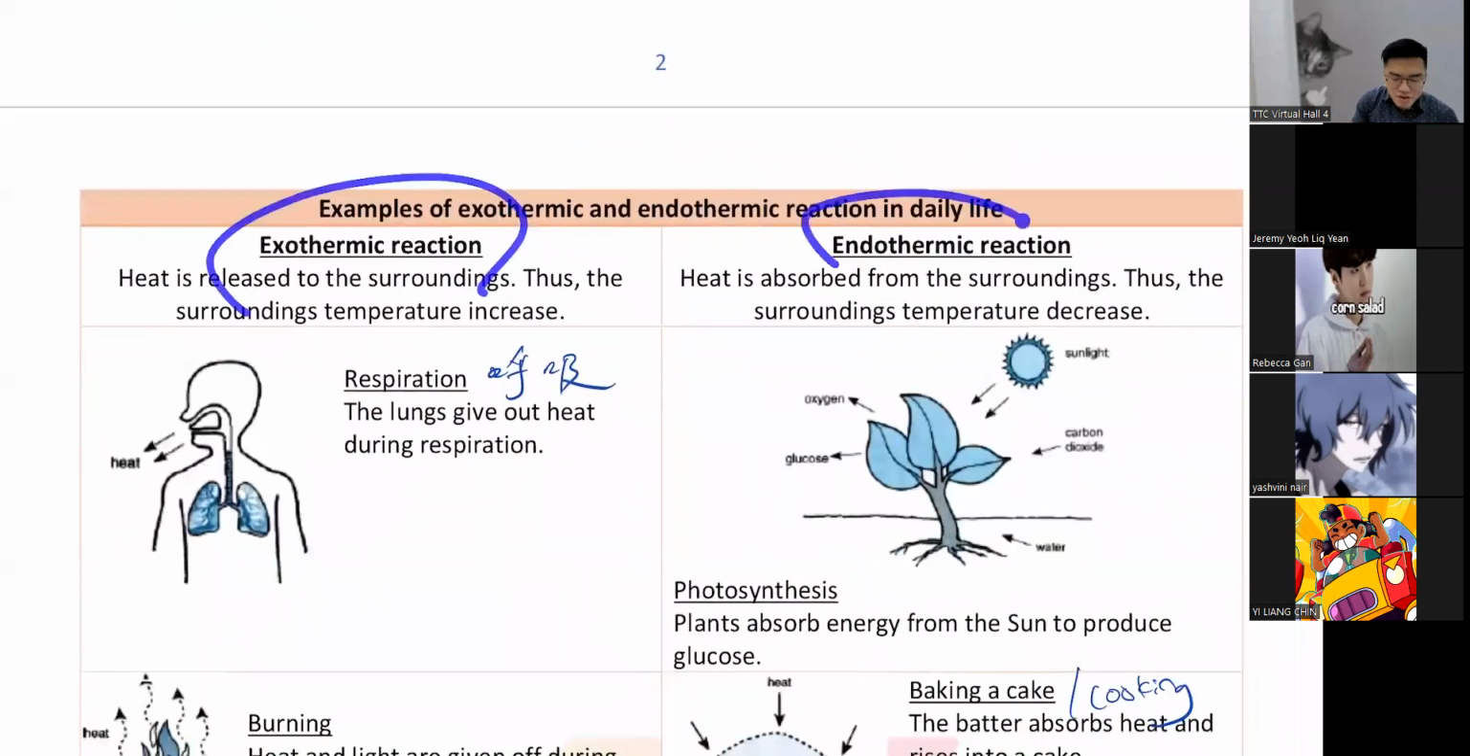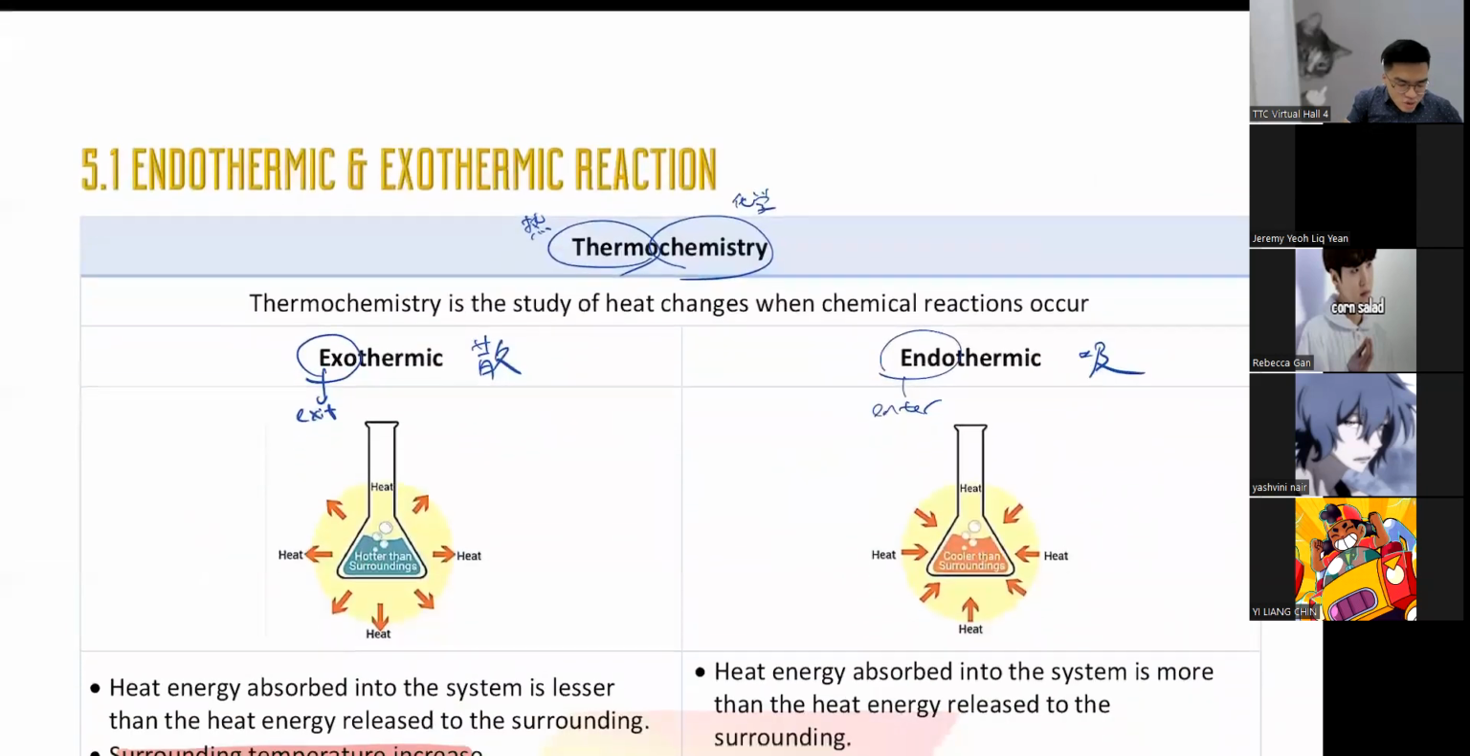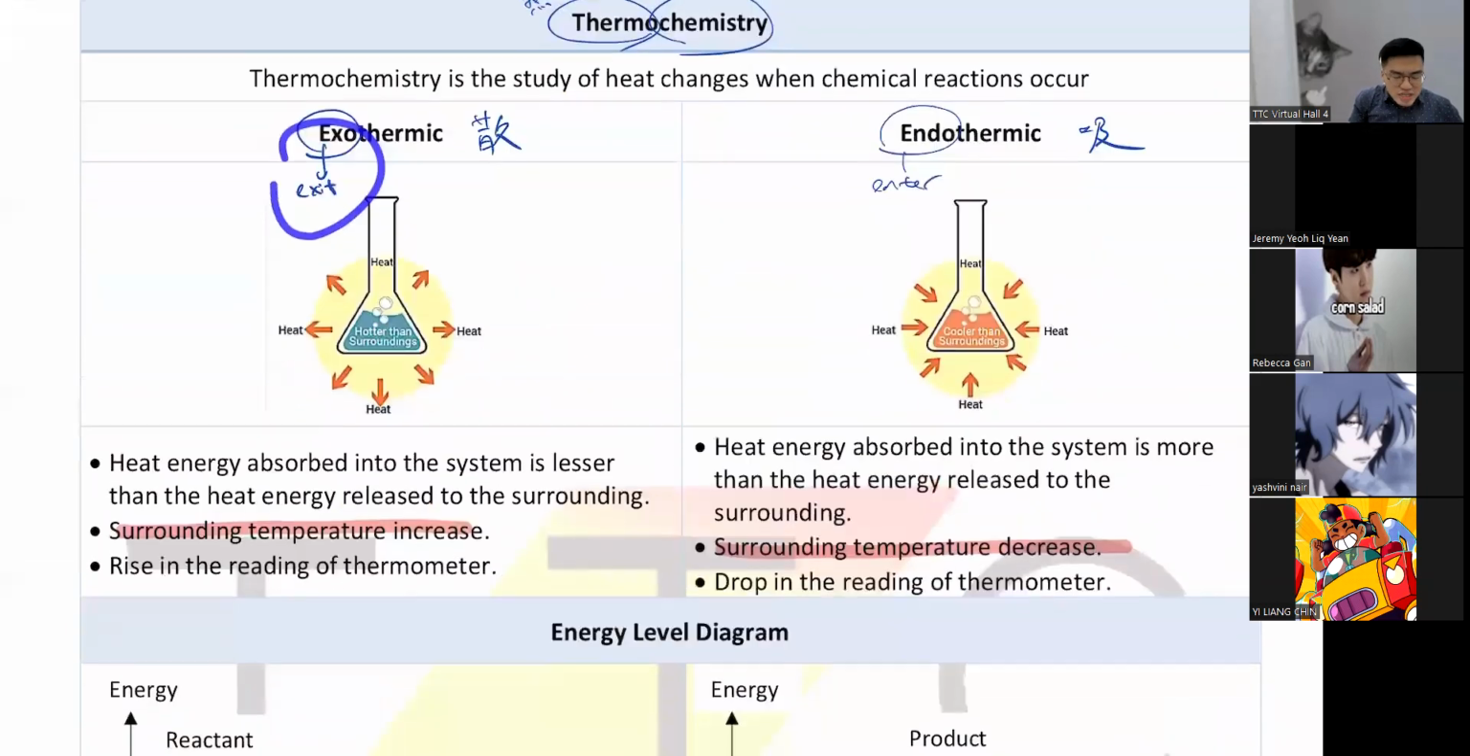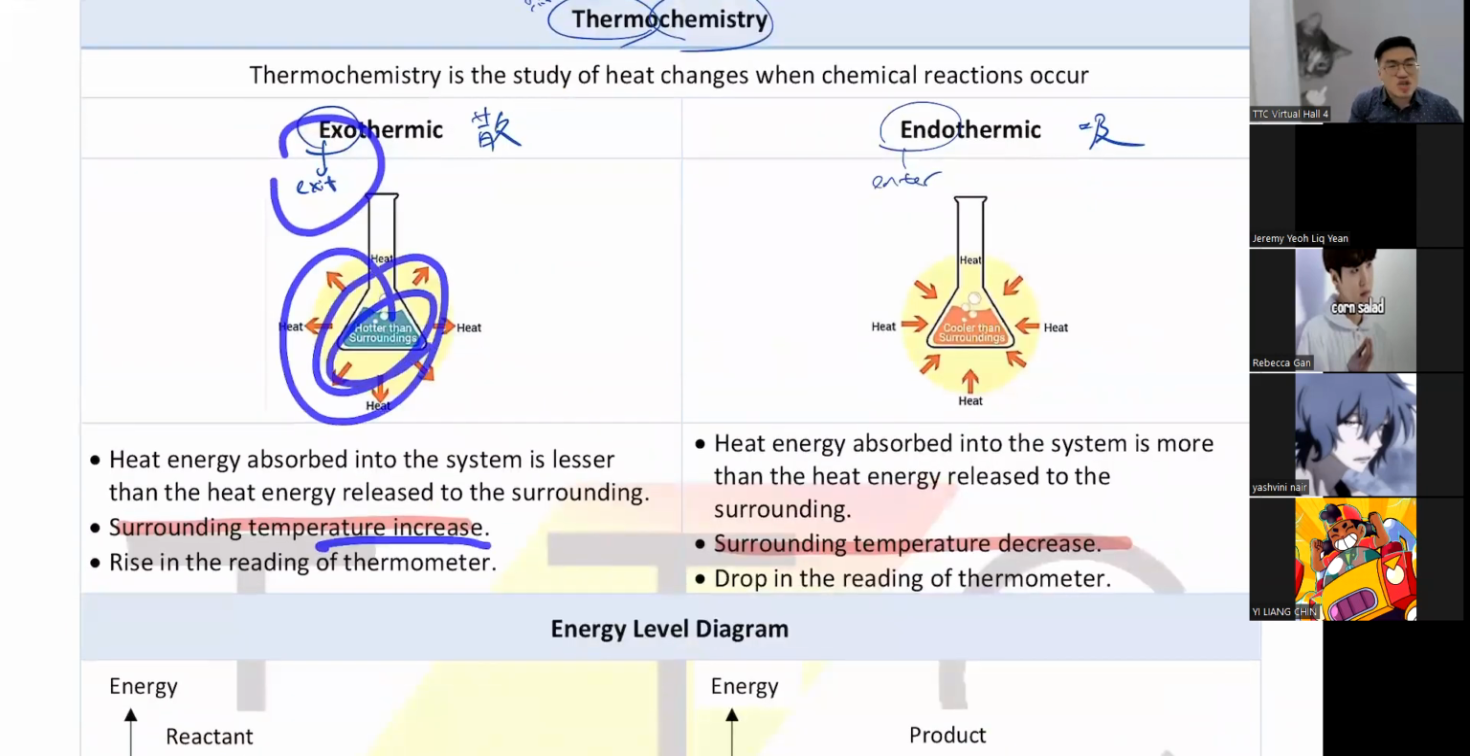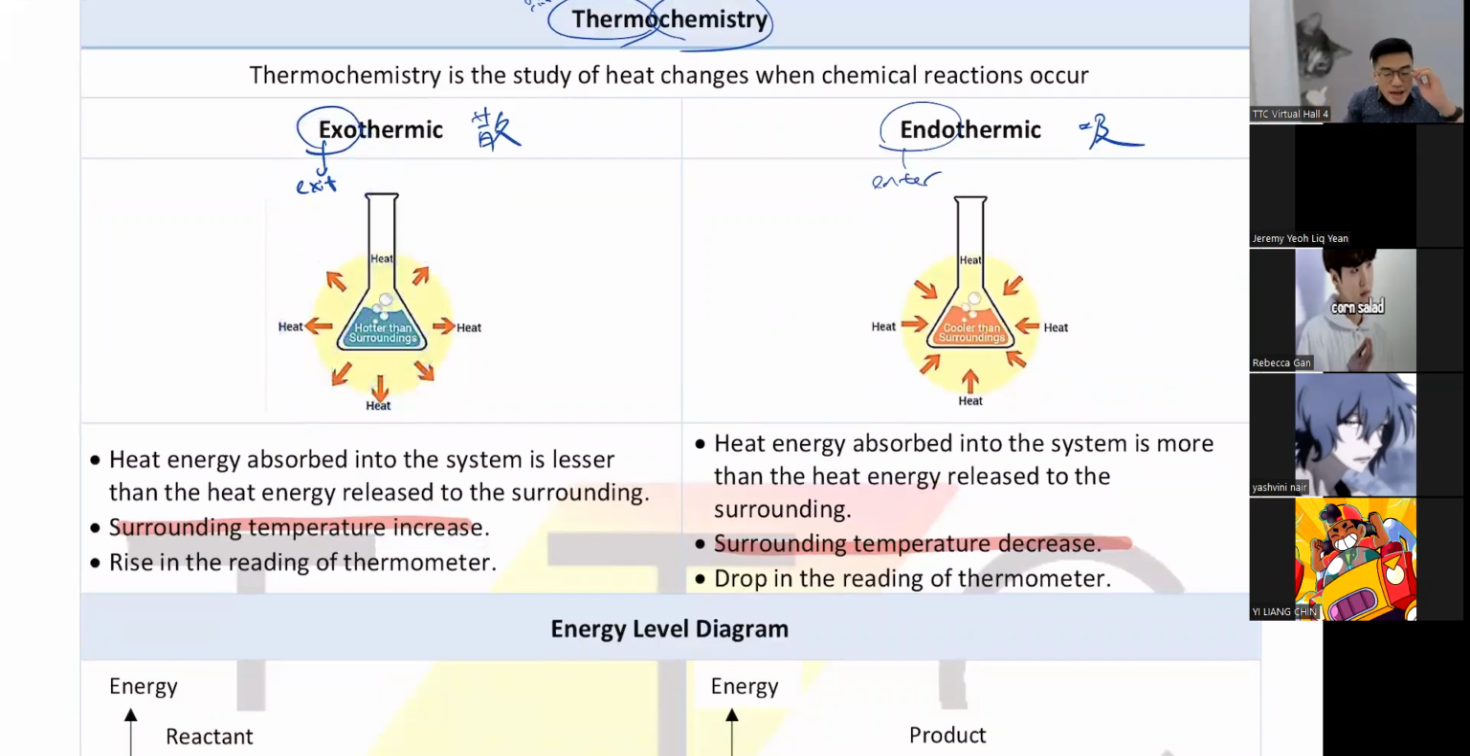Let me repeat this again for those who came in for the first time. Exothermic is when you release heat. Exo is exit. So the surrounding becomes hot, the temperature increases. And then endo is the opposite. Endo is when heat enters, when the surrounding becomes very cold. So that's your endothermic.